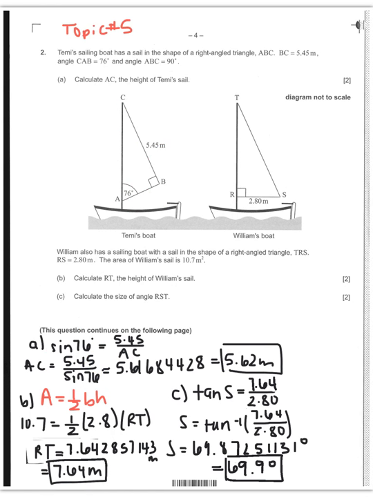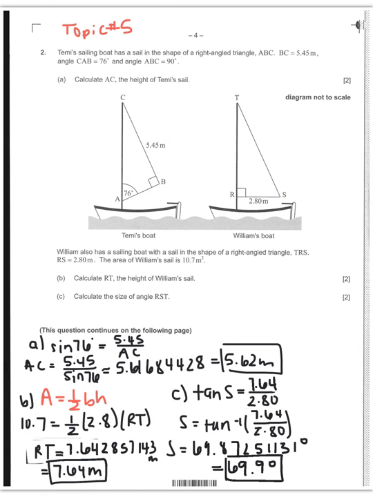Part B wants us to find the side RT for Williams sail, and they give us that the area is 10.7 meters squared. So area is 1/2 base times height for a right triangle, and so 10.7 is equal to 1/2, 2.8 is the base times the height RT that we're trying to find. So then if you multiply this out and divide across, you end up with RT to be 7.64 meters.